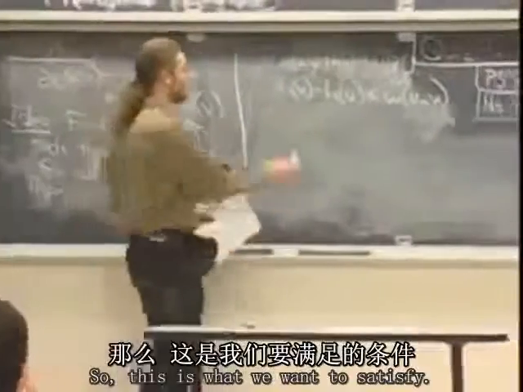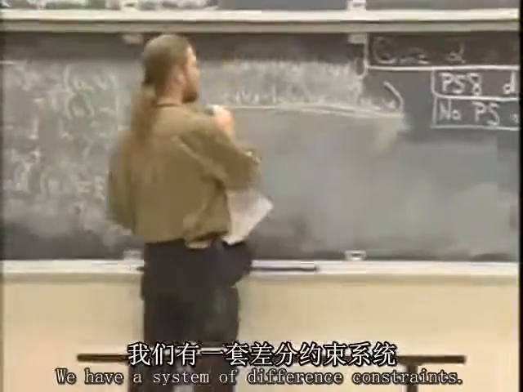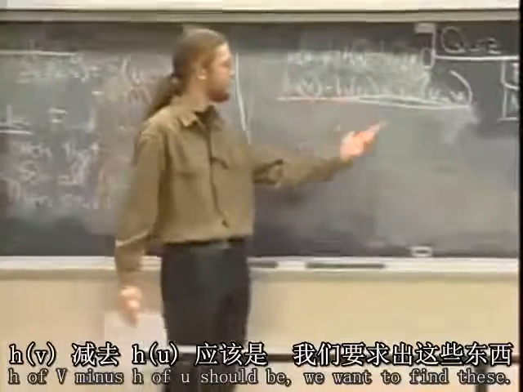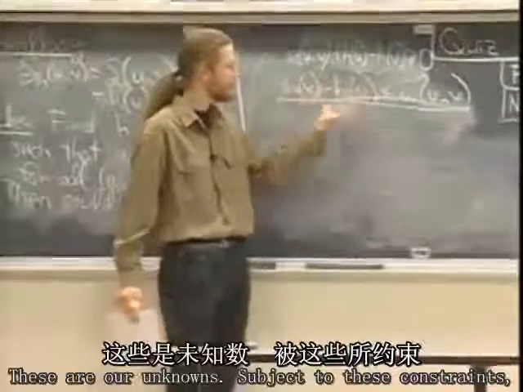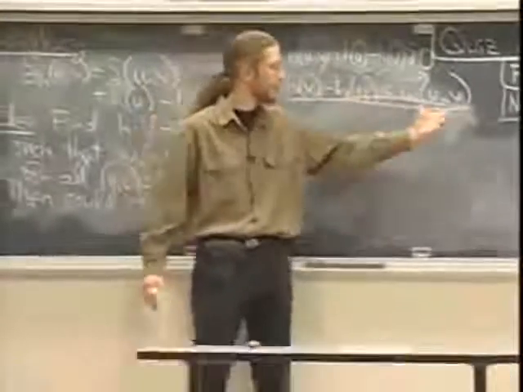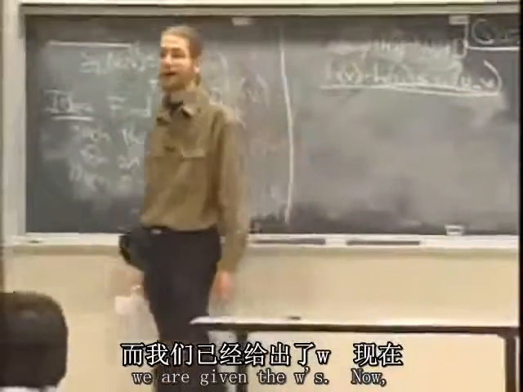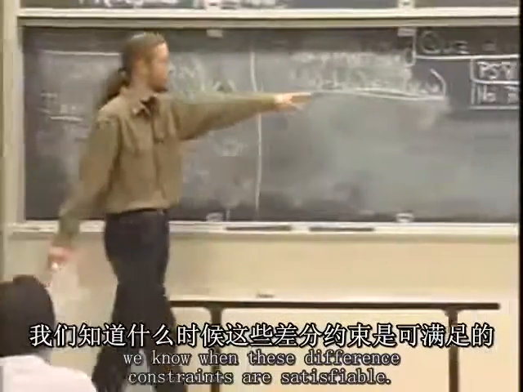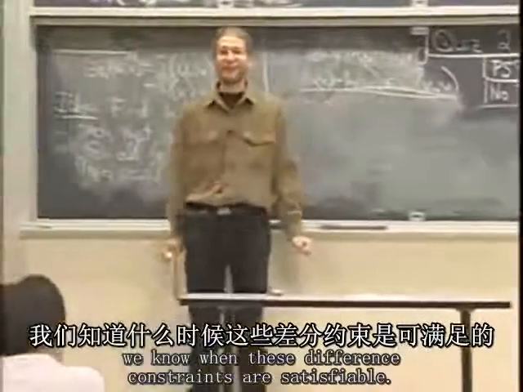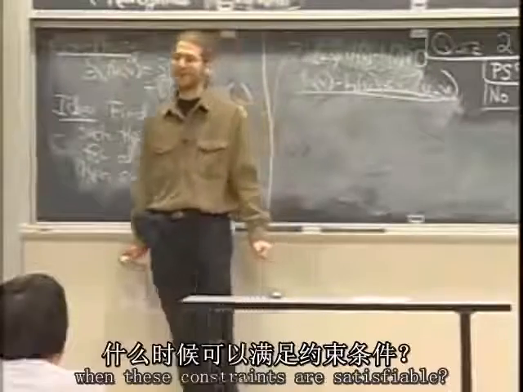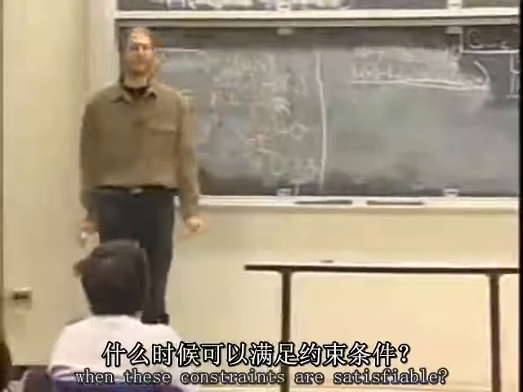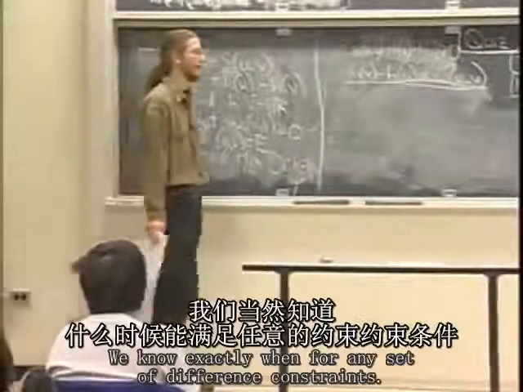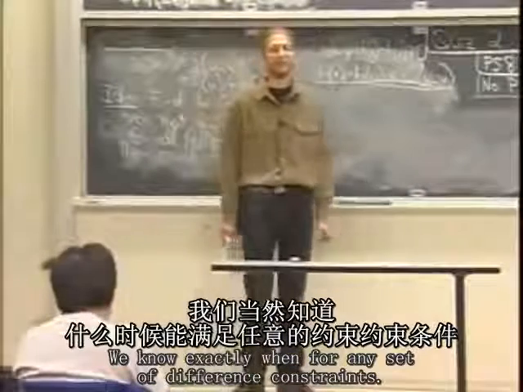So this is what we want to satisfy. We have a system of difference constraints. h of v minus h of u should be, we want to find these, these are our unknowns, subject to these constraints. We're given the w's. Now, we know when these difference constraints are satisfiable. Can someone tell me when these constraints are satisfiable? We know exactly when. For any set of difference constraints.